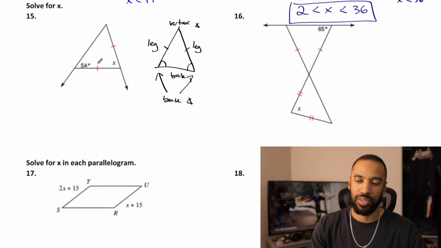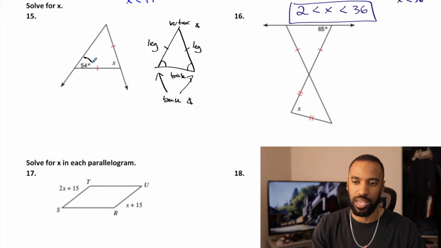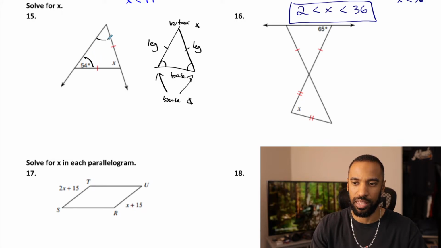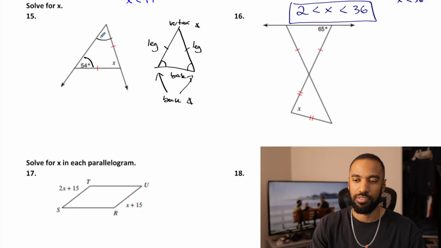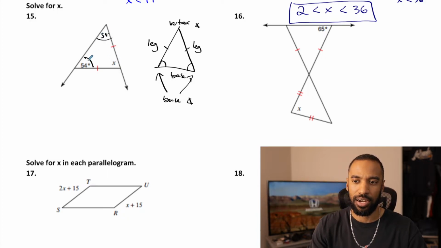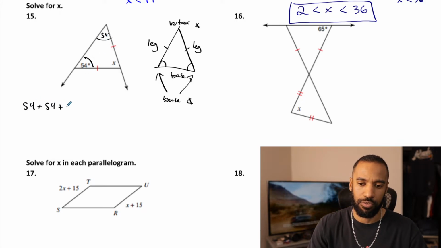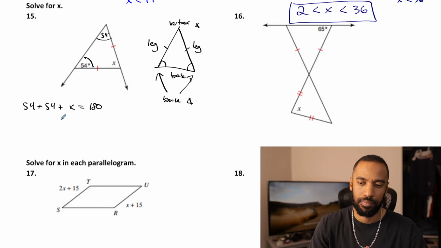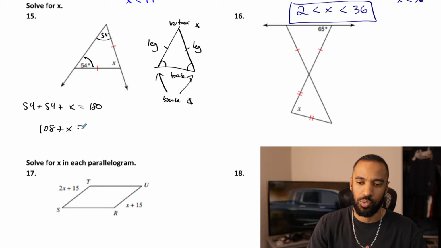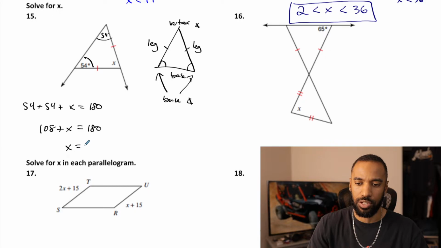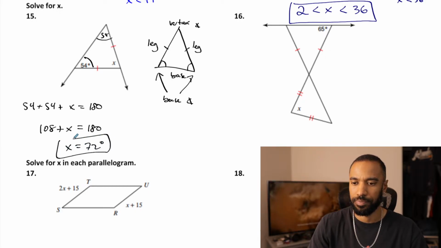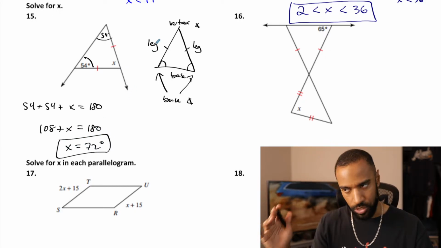Case in point, I have the legs right here. Opposite this leg is this angle, congruent to the angle opposite this leg. These are your base angles. If this is 54, this is 54. They want us to solve for x here, and all 3 angles in a triangle add to 180. So 54 plus 54 plus x equals 180. 108 plus x is 180. Therefore, x equals 72 degrees. There's the algebra. There's the setup.